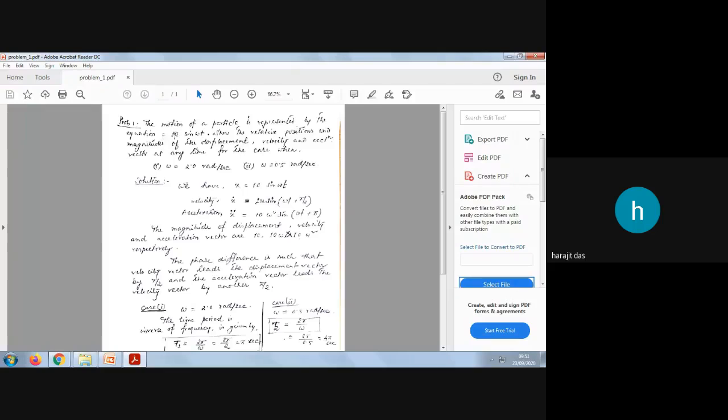The motion of a particle is represented. So this is our equation, x equals 10 sine omega t. We need to find out the displacement, velocity and acceleration at any time when we have got omega 1 and omega 2. So our equation is this one. First we need to find the differentiation with respect to t. The first differentiation will give you the velocity, and the second differentiation will give you the acceleration.